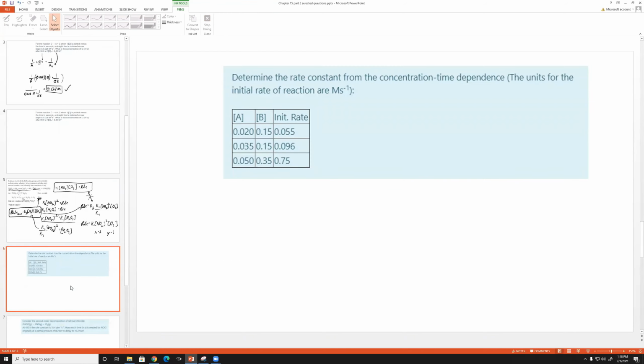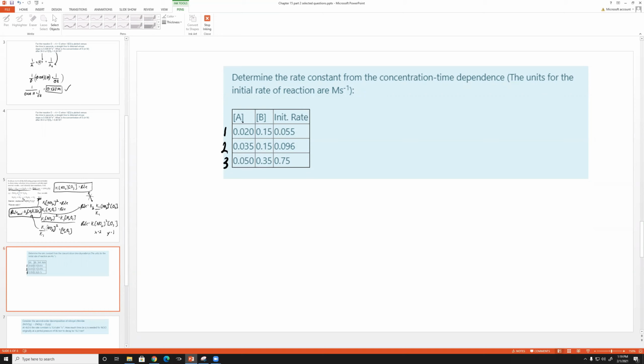Next one, determine the rate constant from the concentration time dependence. And the units for the initial rate are molar per second. All right, so we want to see, based on this experimental data, what a change in A and a change in B does to the rate. We'll call these trials 1, 2, and 3. In trial 1, we have certain values. In trial 2, when we compare the two, B is held constant and A almost doubles. Let's look at what happens to the initial rate. The initial rate almost doubles.